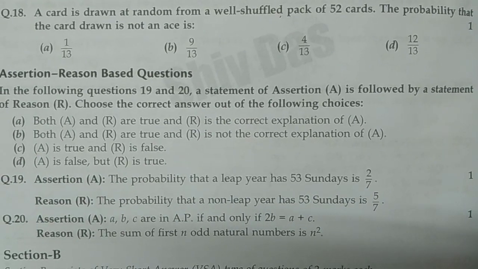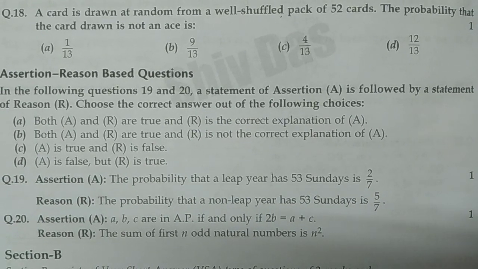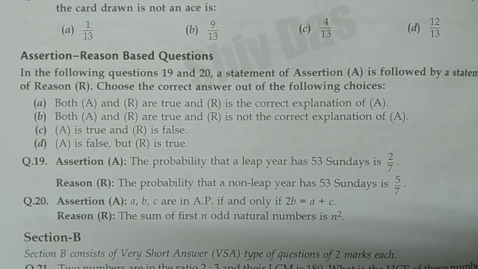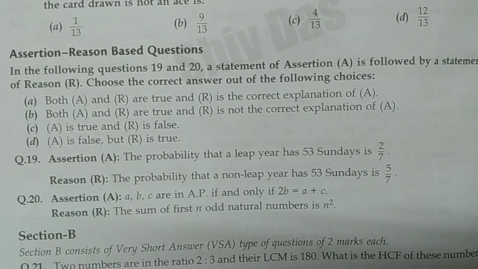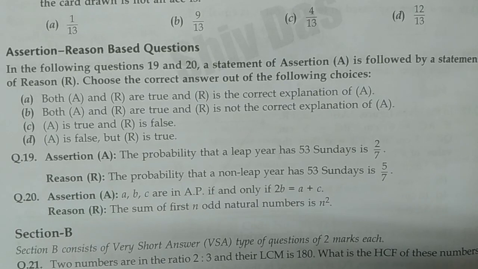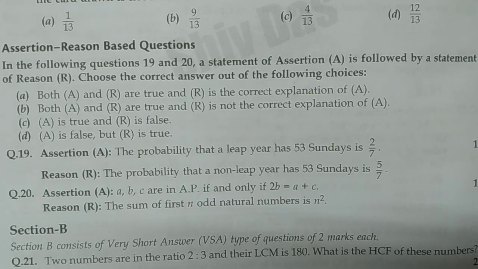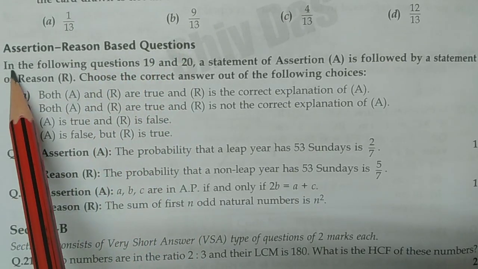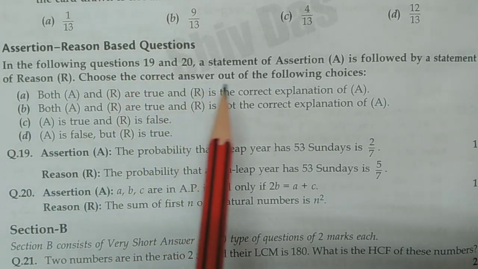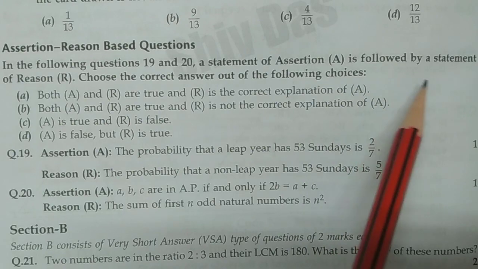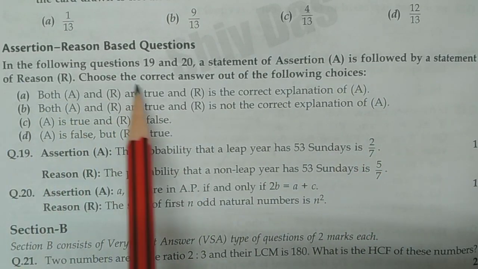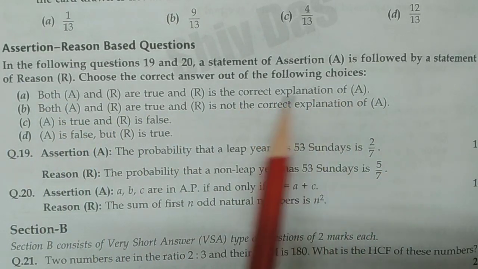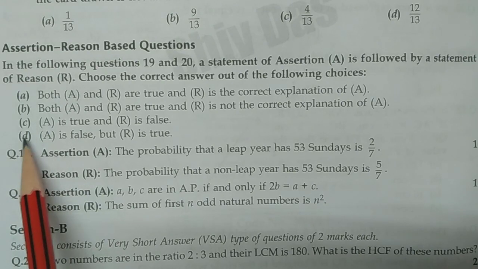Now there are two assertion and reason based questions, so you can easily understand from here. These questions are also very important, and there are two questions, and each question contains 1 mark, so a total of 2 marks weightage here. So you can see here the assertion reason based questions. In the following questions 19 and 20, a statement of assertion A is followed by a statement of reason R. Choose the correct answer out of the following choices. So now you have these four options, and you can find the exact answer.